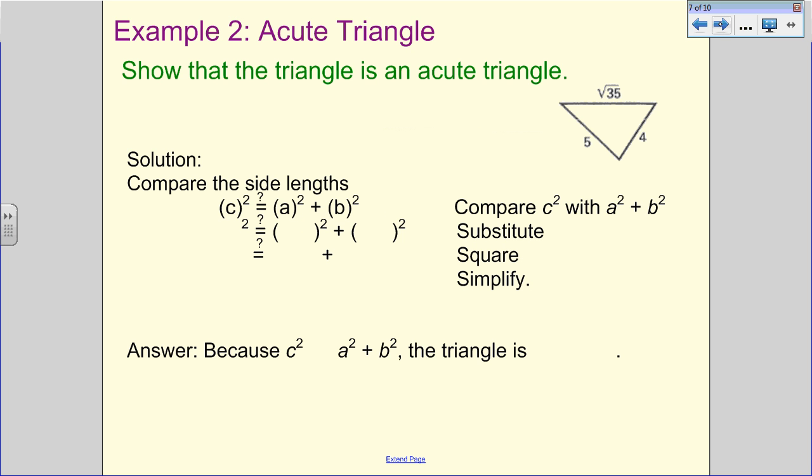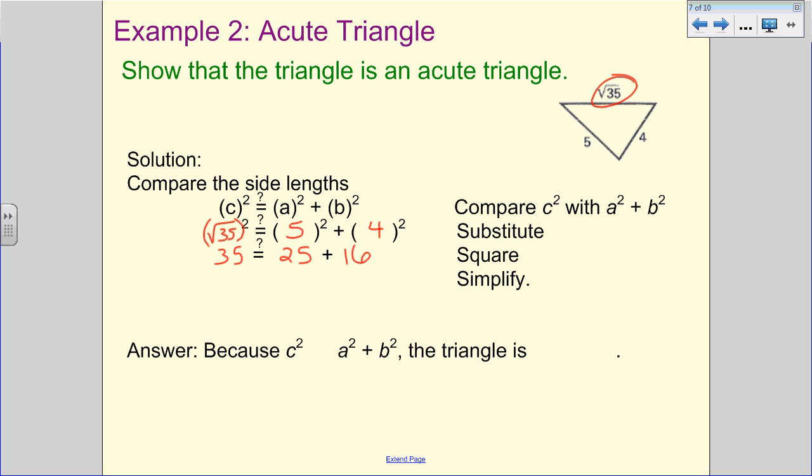All right, show that the triangle is acute. So we're going to take the longest side and plug that in. Our longest side, the square root of 35, is almost 6, so I know that this is my longest side. So I'm going to have the square root of 35 squared, and then 5 squared plus 4 squared. I'm going to square each side. So I have 35. I want to know, is that equal to 25 plus 16?